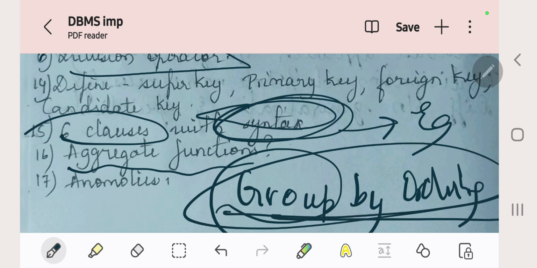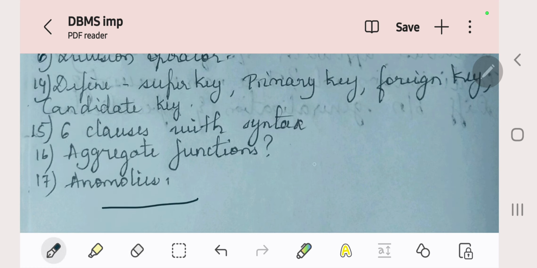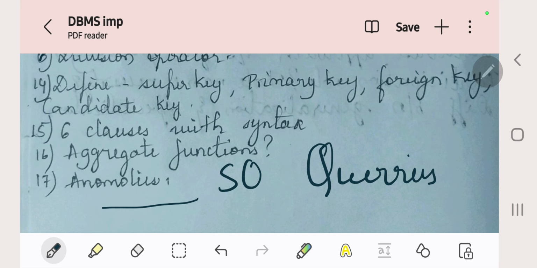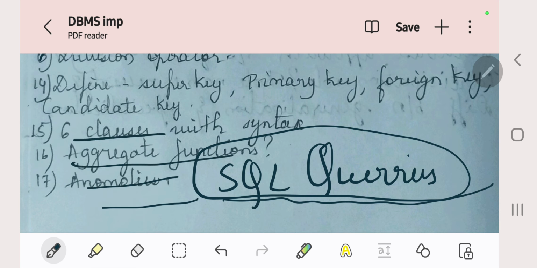Why I'm telling you to study this module, and why you are getting 17 questions from this module, is that if you really want to attempt the query questions, then this is a must. If you really want to solve SQL queries from Module 2, I hope you know that will be a sure 10-mark question from this module. To get the right answer, you should be strong with these concepts: the aggregate functions, clauses, anomalies.